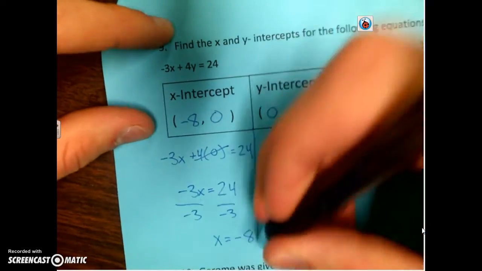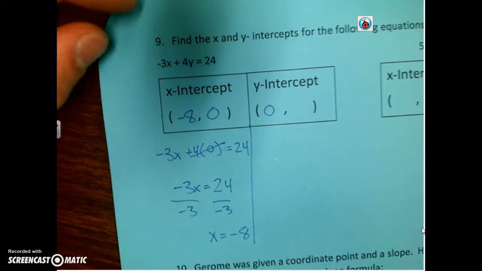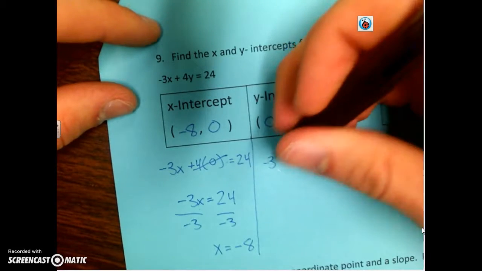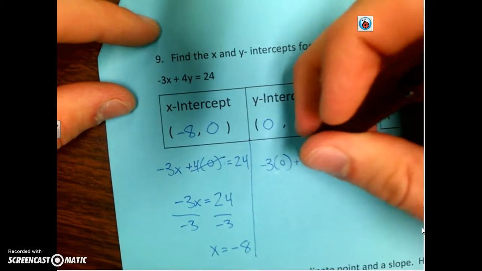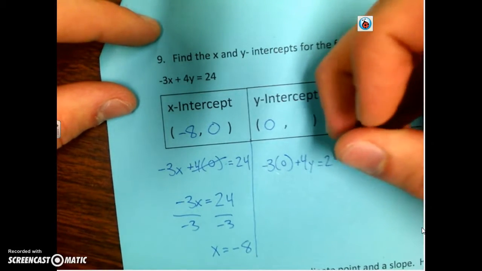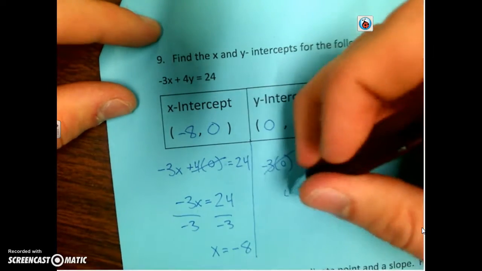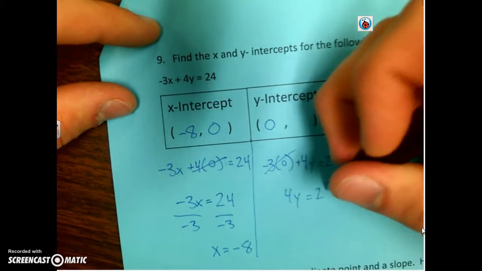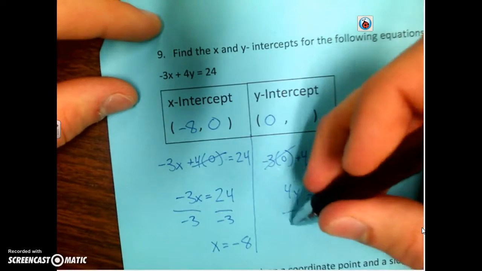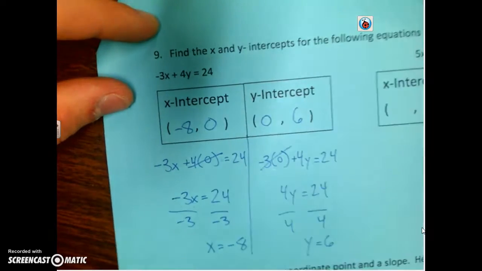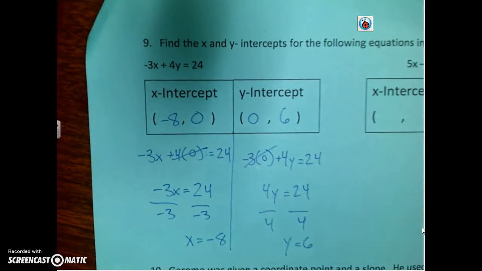Similar process for finding our y-intercept. We're going to plug in 0 for, sorry, 0 for x. That term crosses out. We have 4y equals 24. When I divide both sides by 4, we get that our y is equal to 6. Easy way to identify our x and y intercepts.